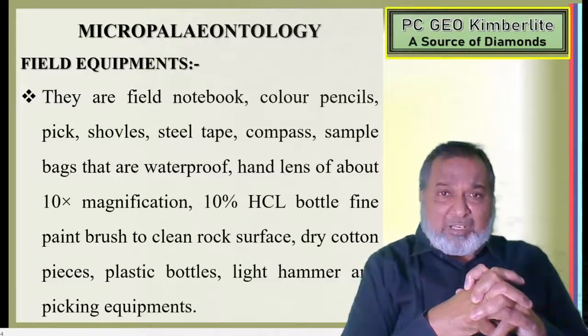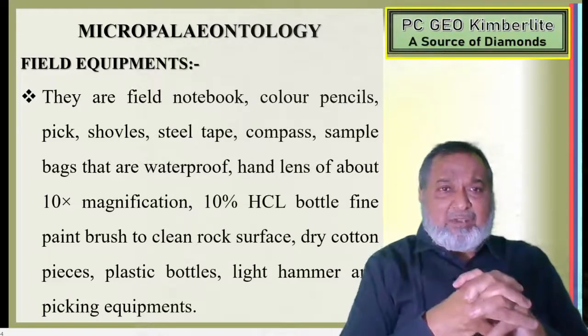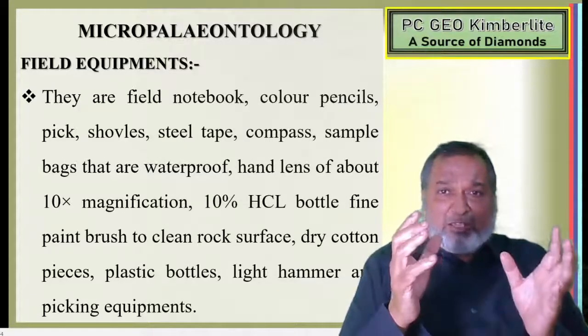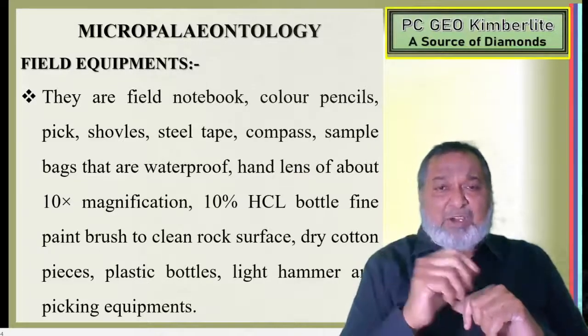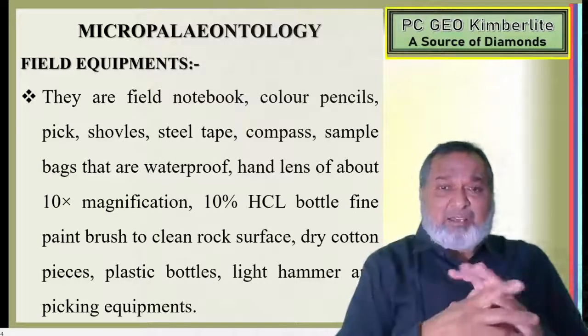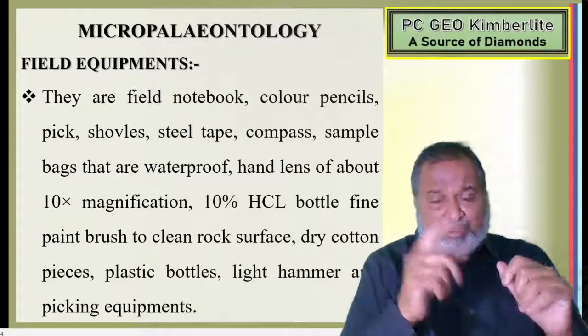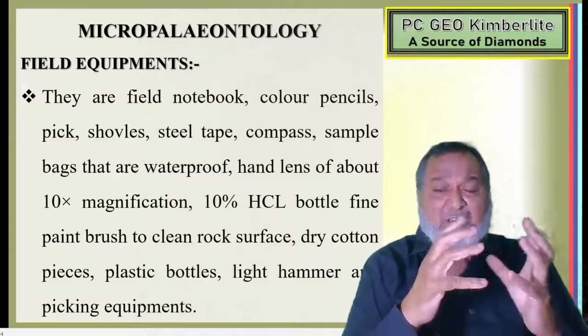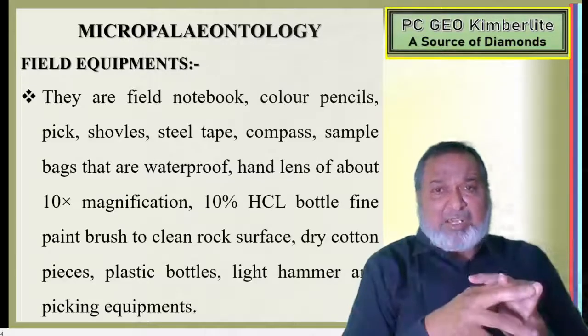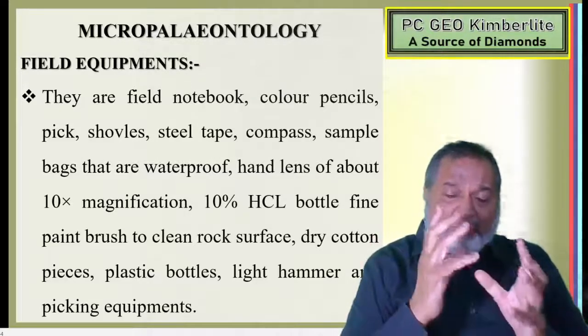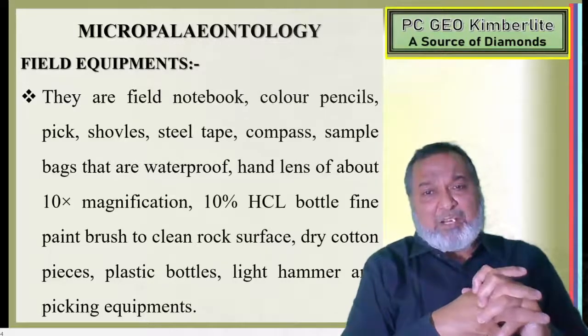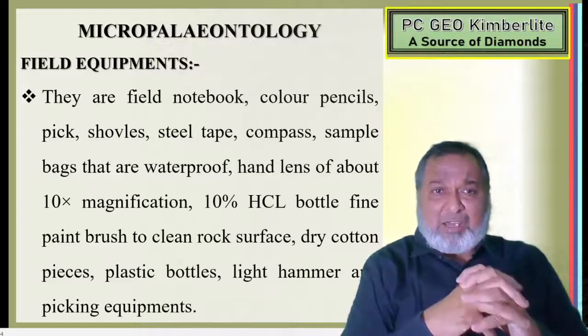Then colour pencils will be required. Pencils are required. Then small picks are required. Shovels are required. Steel tapes are required to measure the length. You need the clinometer compass, Brunton compass. Nowadays we have GPS too, to note down the proper location on the map. These compasses are required.